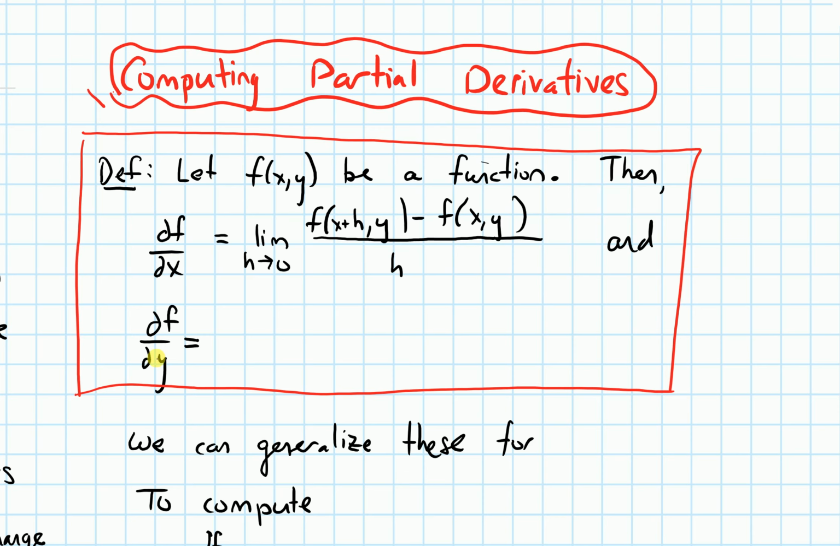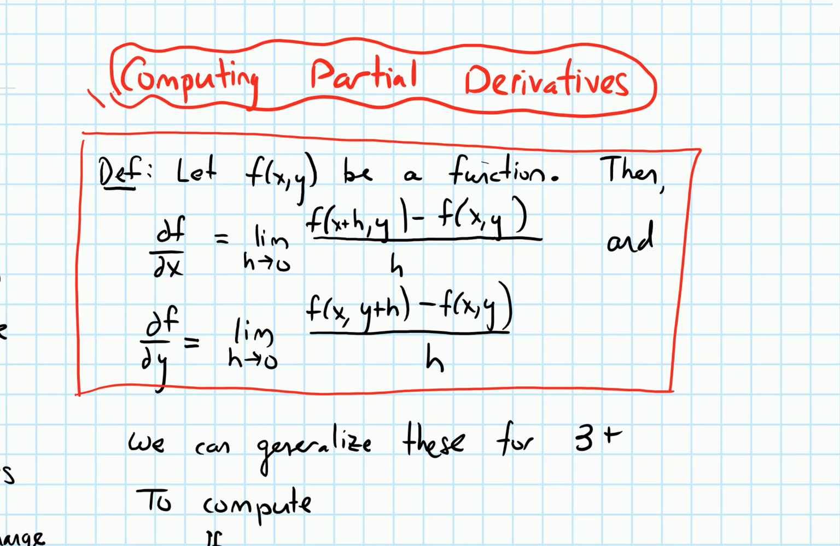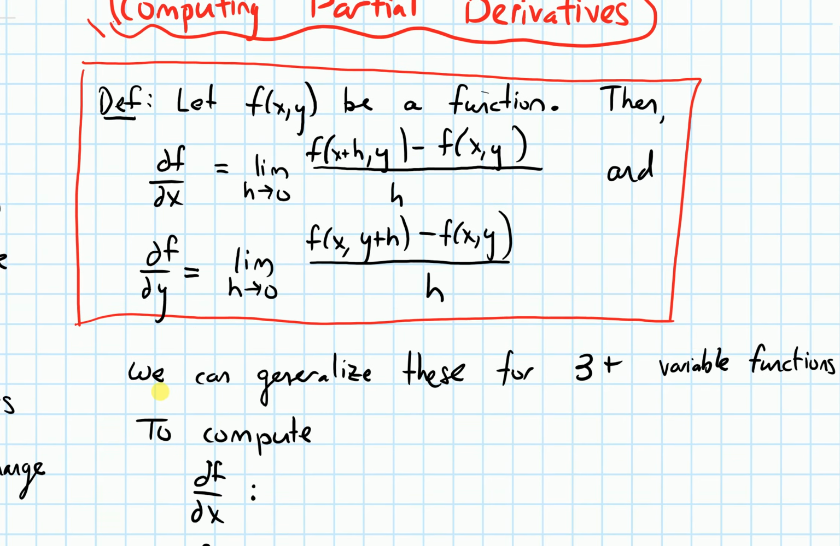So this is a really similar definition for del f del y. It's the limit as h approaches 0, f of x comma y plus h minus f of x comma y, all over h. Okay, and if I had a function of 3 or more variables, we could generalize these limit definitions. So we could generalize these for 3 plus variable functions if we needed to. All right, so I'm going to focus the rest of this video on actually computing some partial derivatives.